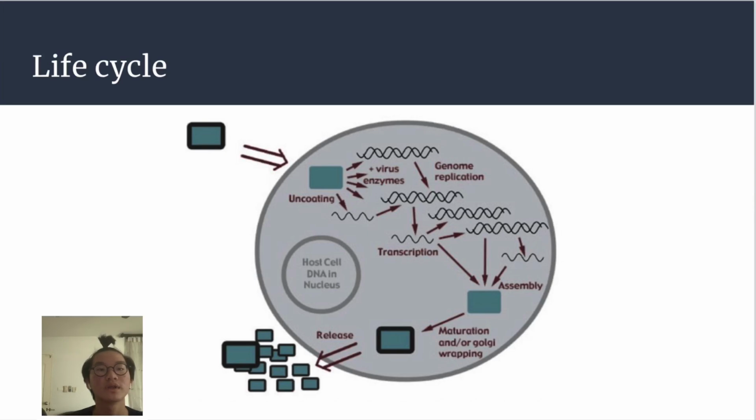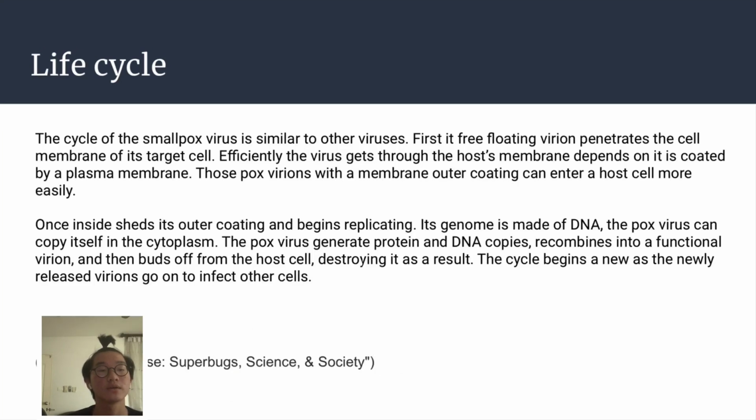Its genome is made of DNA. The pox virus can copy itself in the cytoplasm. The pox virus generates protein and DNA copies, recombines into a functional variant, and then buds off from the host cell, destroying it. As a result, the cycle begins again and goes on to infect other cells.